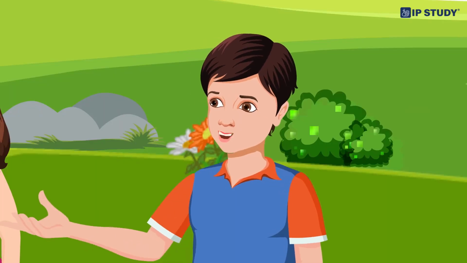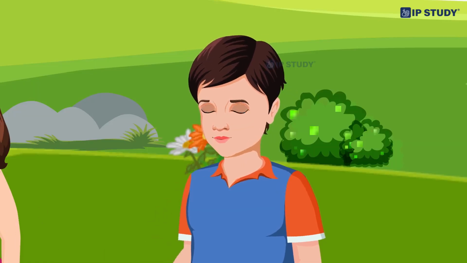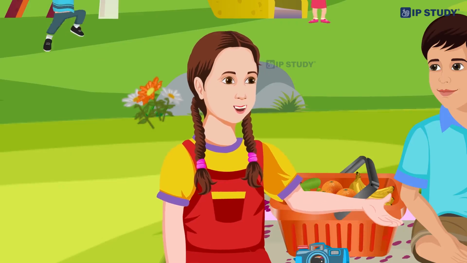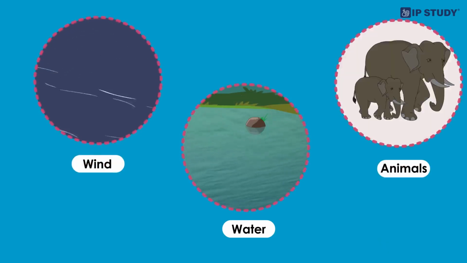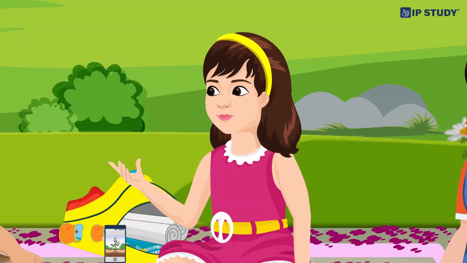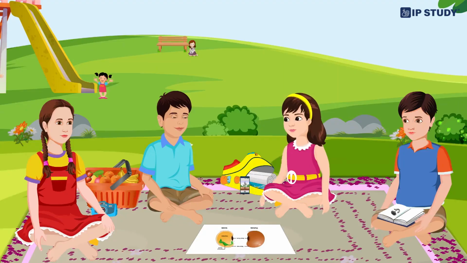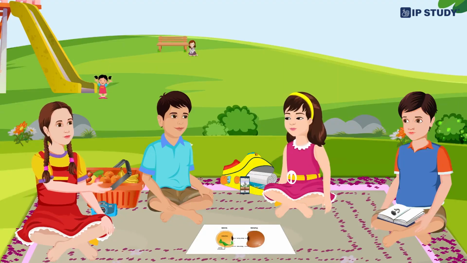Khushi, can you name some of the agents of dispersal? Yes, the agents of dispersal are wind, water, explosion, and animals. Oh, so how can wind be an agent of dispersal? Okay, I'll explain.